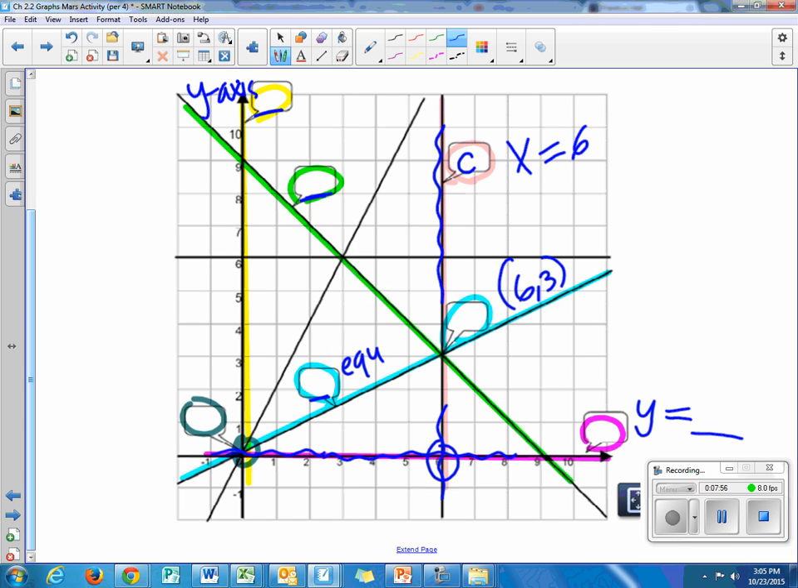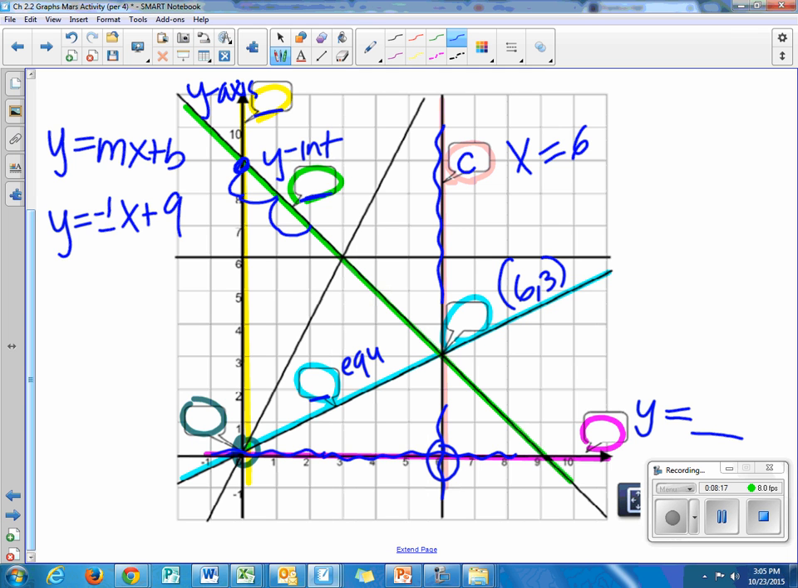Now, this green line right here, how do you find the equation? Y equals mx plus b. Okay, so b is the what? Y-intercept, which is going to be 9. 9 is the y-intercept. Slope is rise over run. Down 1, right 1. Down 1, right 1. Negative 1 over 1. Clean it up. Y equals negative x plus 9.